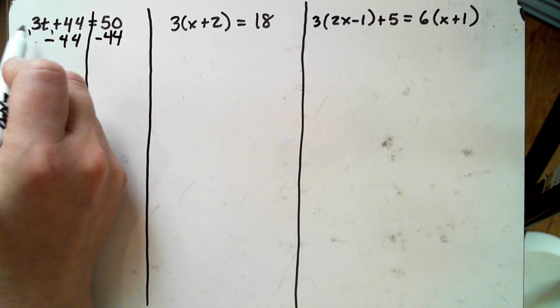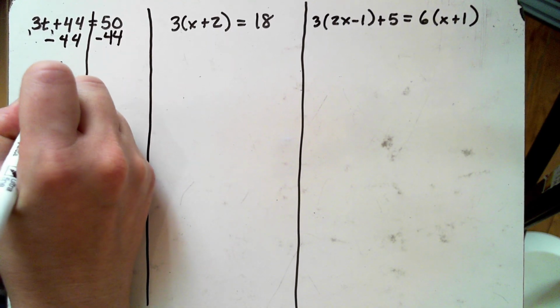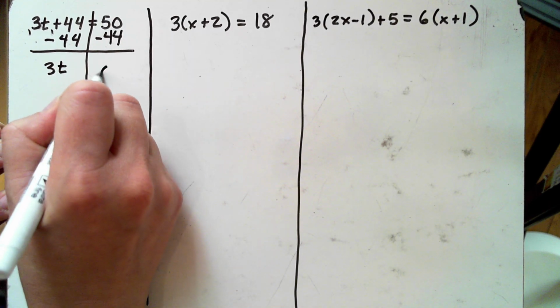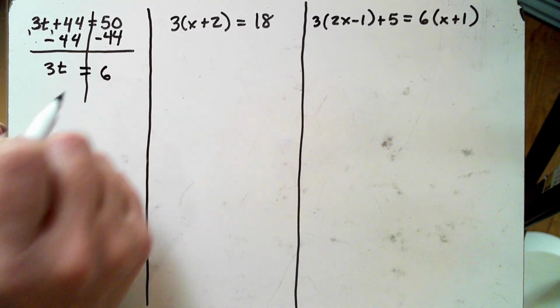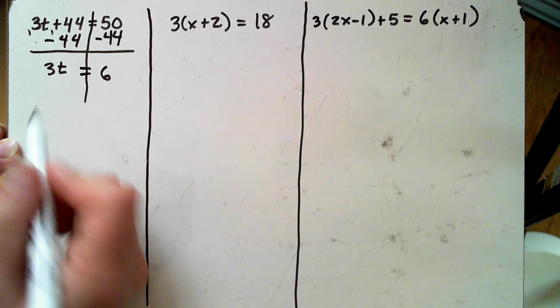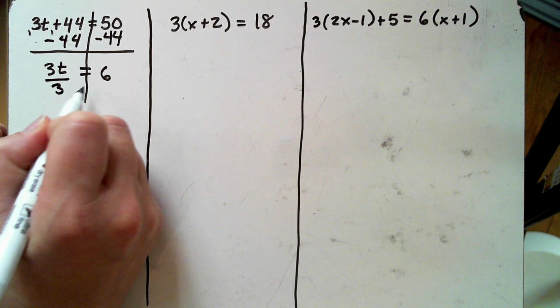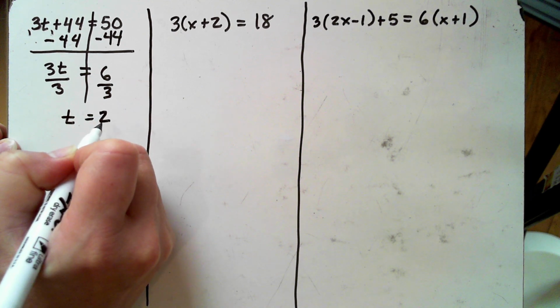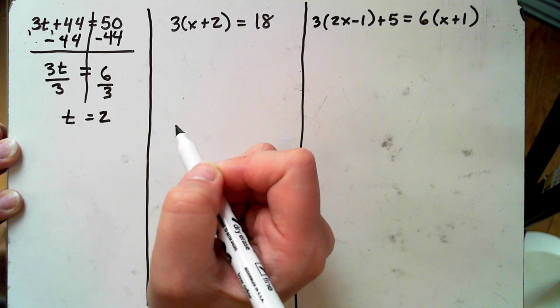Okay. And I get 3t on this side. And 50 minus 44 is 6. So 3t equals 6. And now to finish getting t alone, I'm going to divide by 3. So t is 2. And that's my final answer for this one.